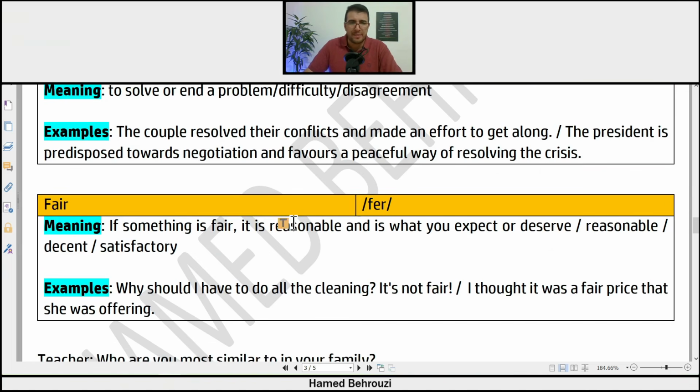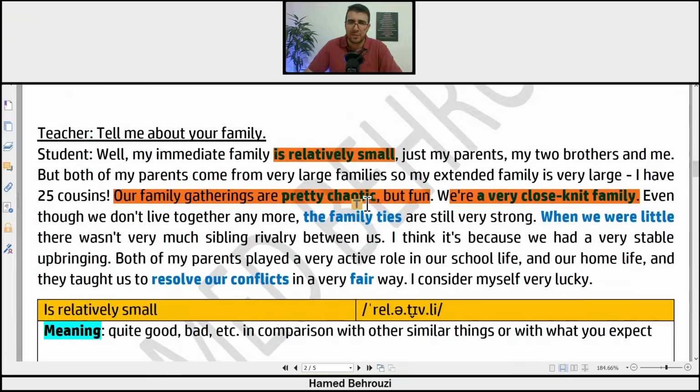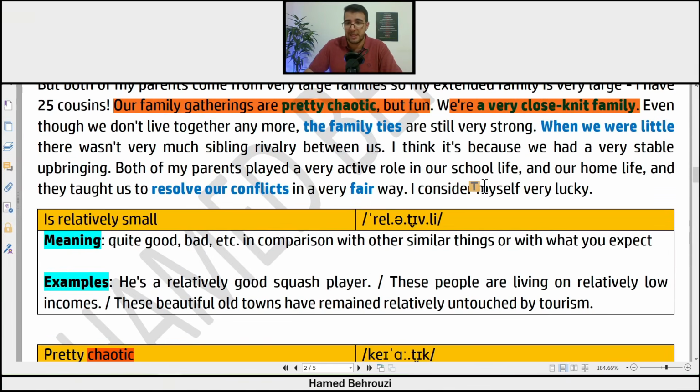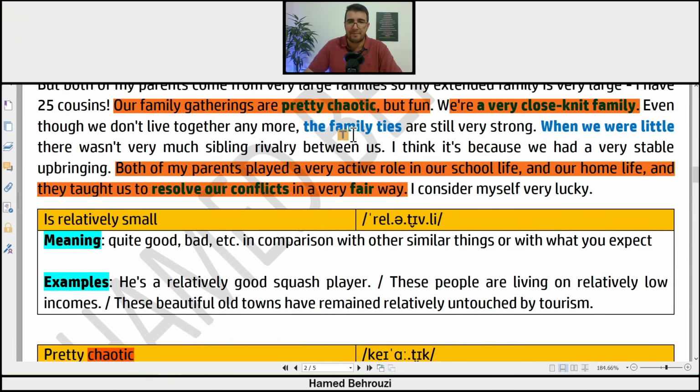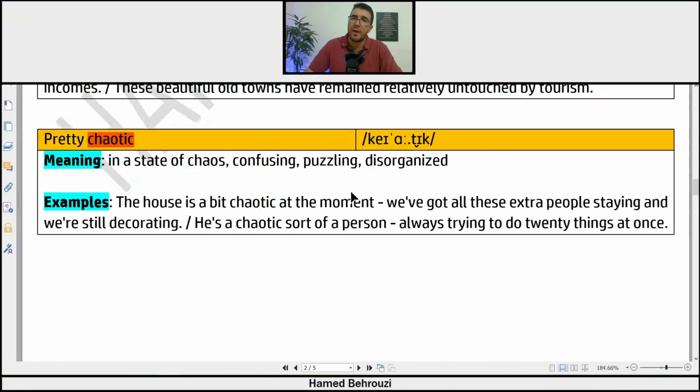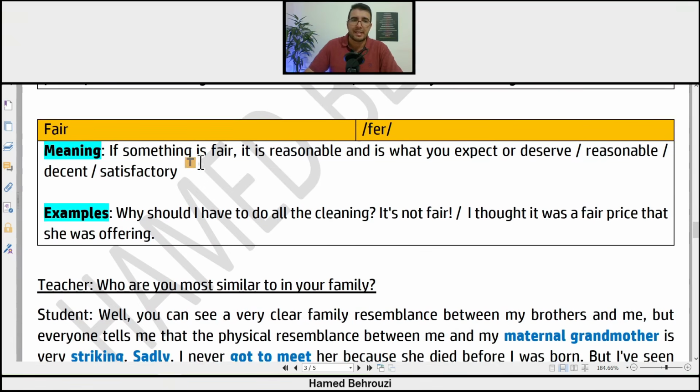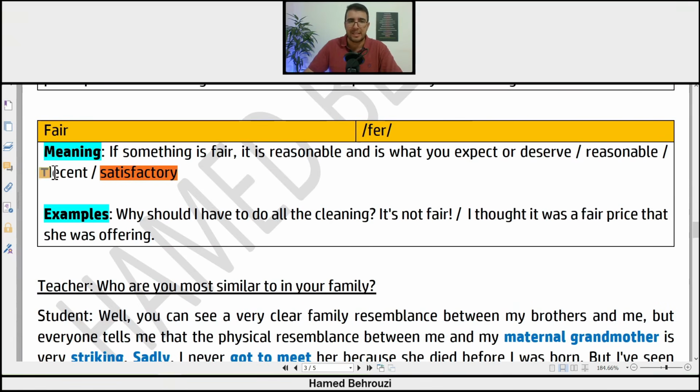Then the last one is fair. What is fair? Let me just check it. Of course I know, but I want to see it in a sentence, how it is used here. Both of my parents played a very active role in our school life and our home life, and they taught us to resolve our conflicts in a very fair way. When something is fair, it is satisfactory. It is decent and reasonable. Like it's something satisfactory. It satisfies you and it satisfies me.